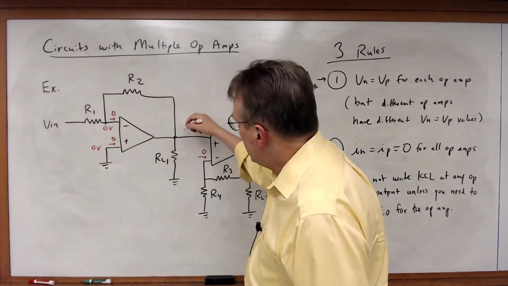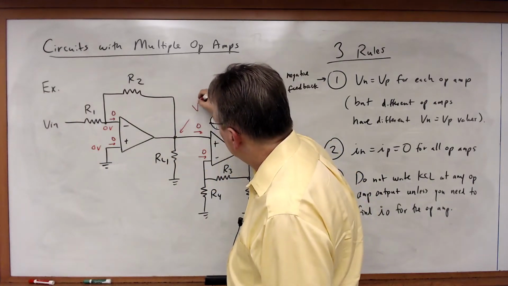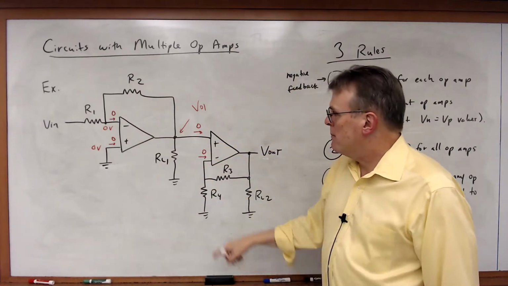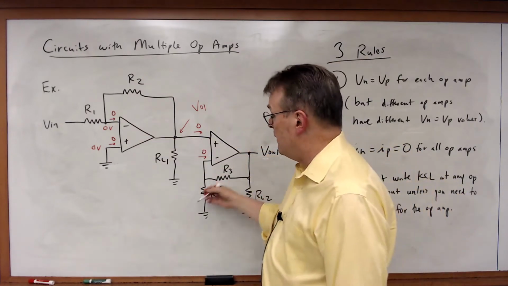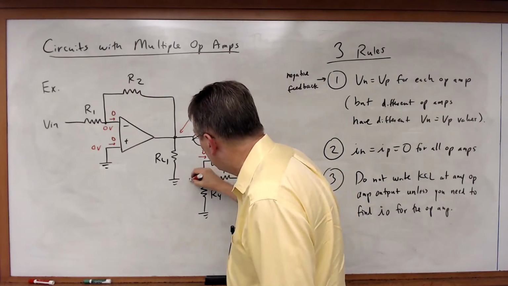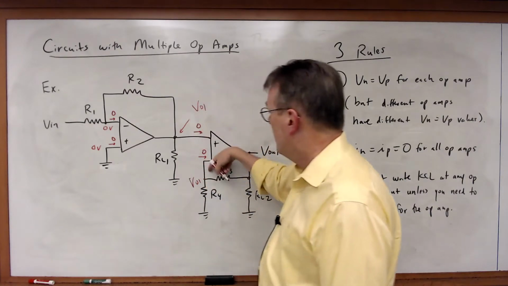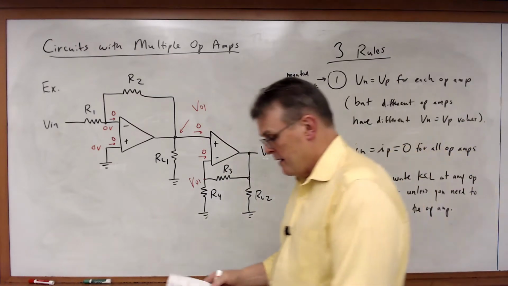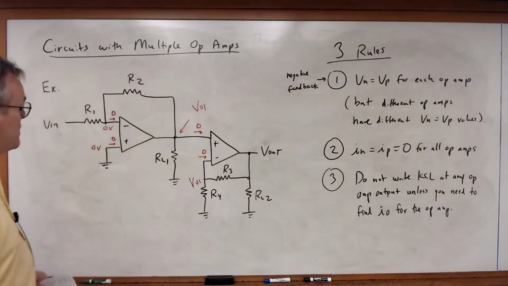And I'm going to give a name to this node. I'm going to call this node VO1. It's the output of the first op-amp. And if I've got voltage VO1 here, I don't know what that is yet, but I know I must also have it over here on the other input. And now that I know that, I can go through and write KCL equations.